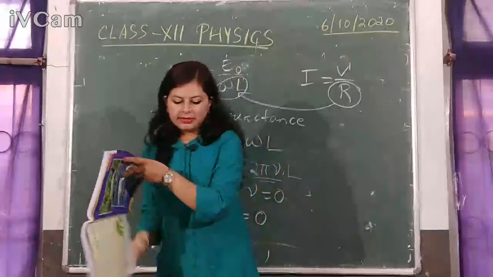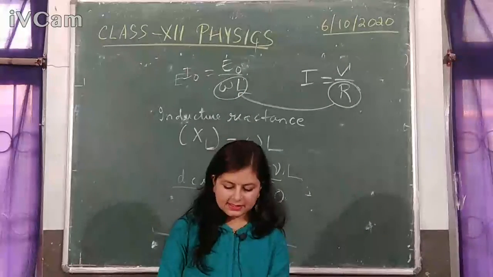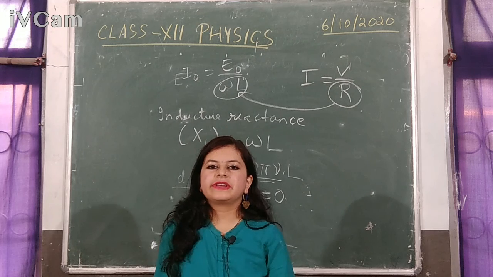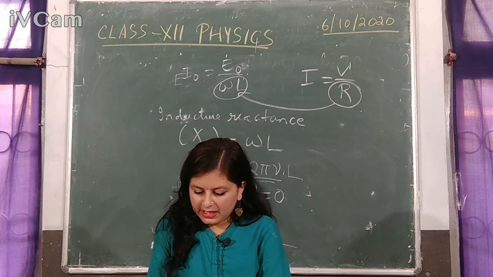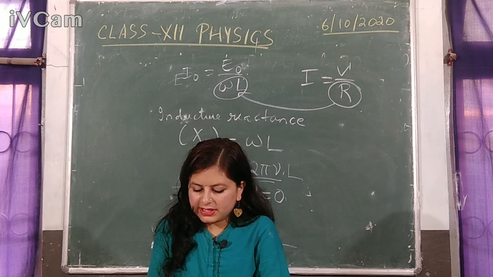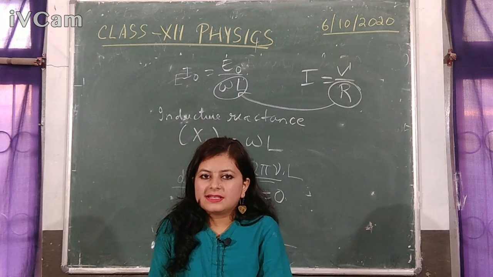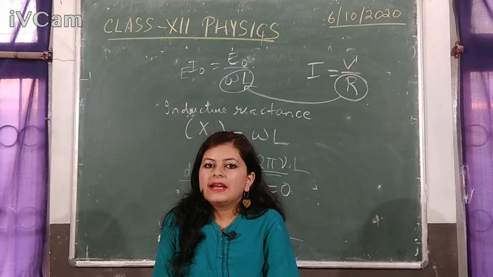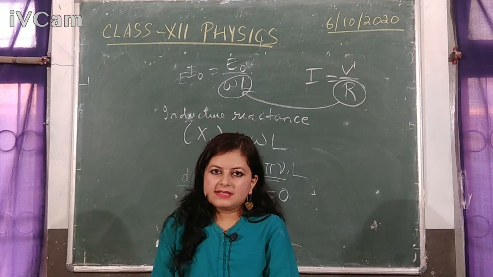Now, coming to the unit of this reactance, it is similar to your resistance unit. The SI unit of reactance is ohm. Okay. This much for today's class. In the next class, we are going to take two circuits. One will be a circuit containing capacitance only, and we are going to combine all R, L and C together and analyze the circuit. Thank you.